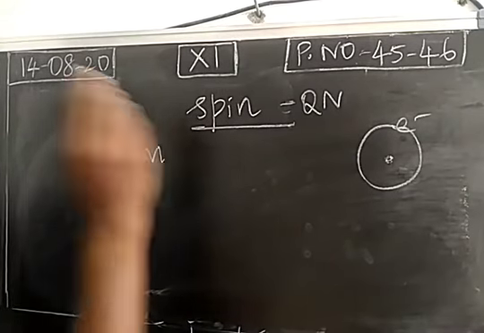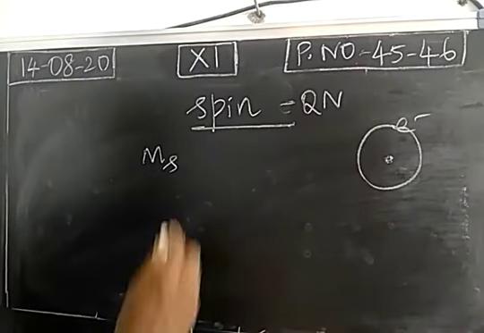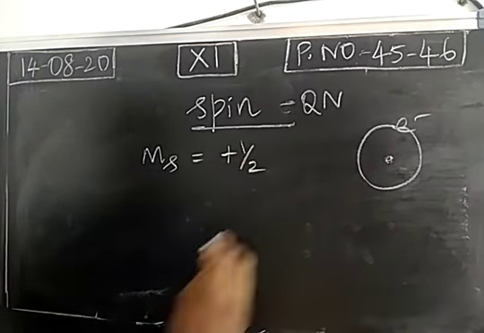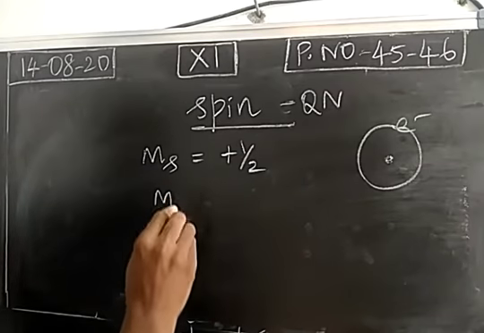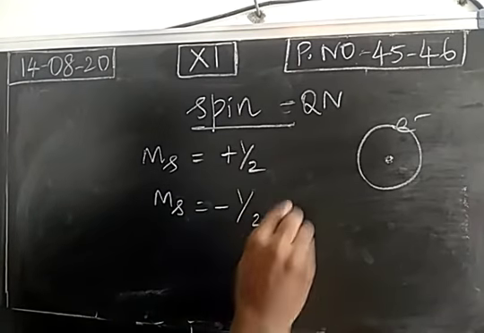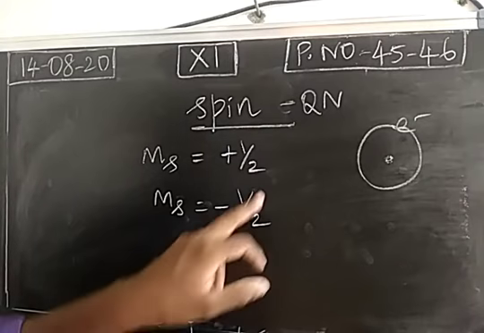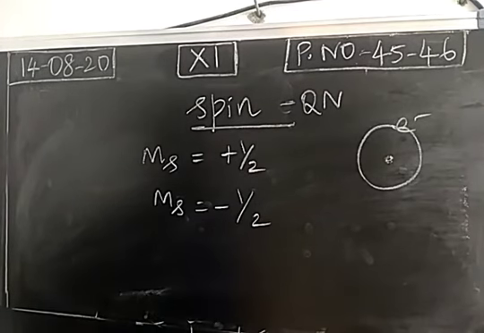So spin quantum number ms can be plus 1 by 2 as well as minus 1 by 2. If the electron is spinning in clockwise direction, we denote the quantum number as plus 1 by 2. If an electron is spinning in anti-clockwise direction, then the spin quantum number will be denoted as minus 1 by 2.